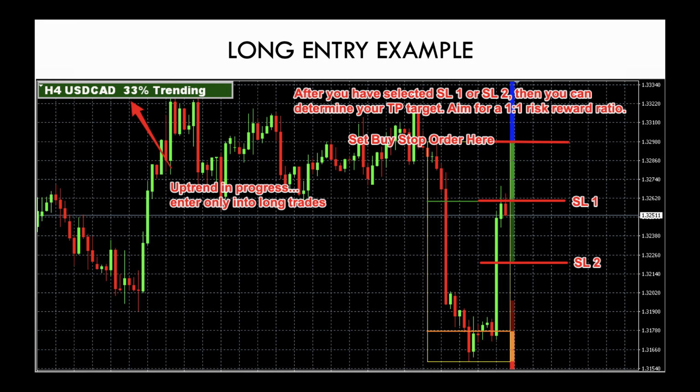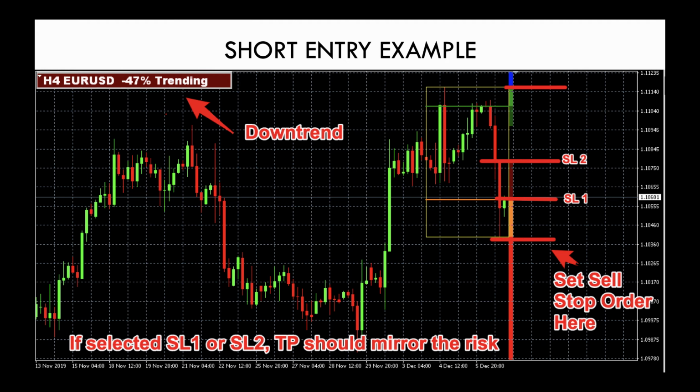And once that's done, just apply the same range to the take profit target, so that you always aim for a 1-to-1 risk reward ratio.